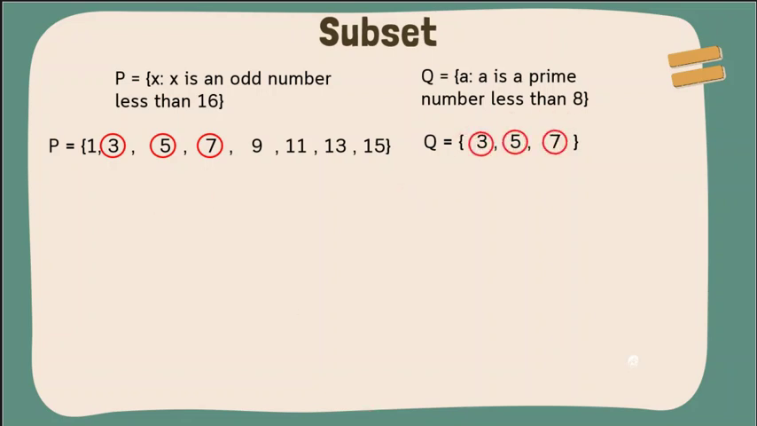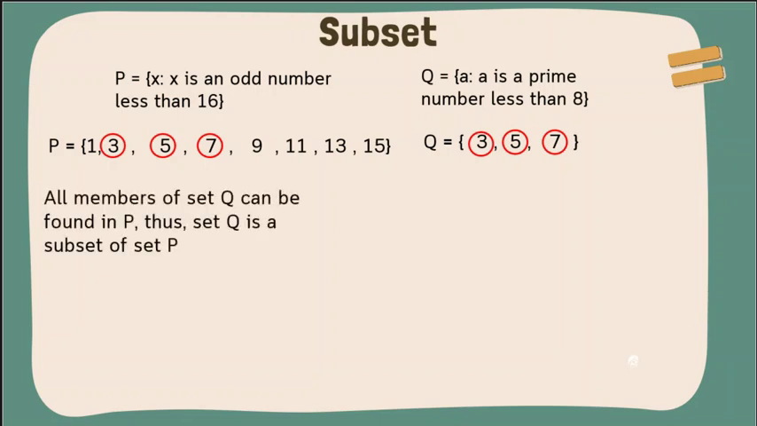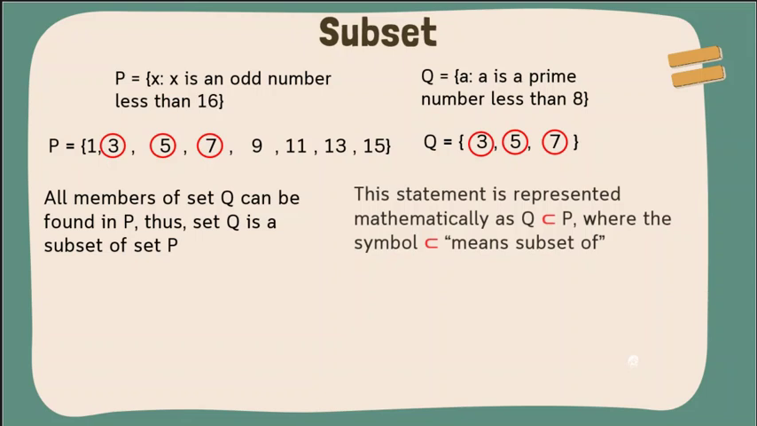So because every single element in set Q can be found in set P, then we can see set Q is a subset of set P. Mathematically, this is how we represent that statement: Q is a subset of P. Mind you, Q has to come first, and then this symbol, which you can picture as a less than sign, before the set P, to show that P is the parent and Q is the child.